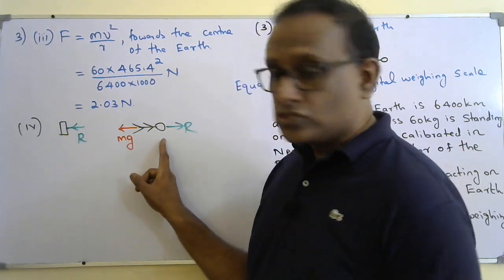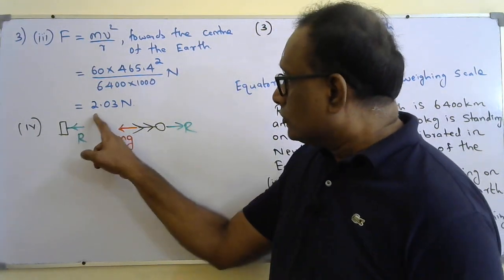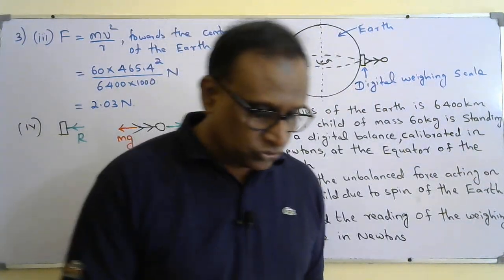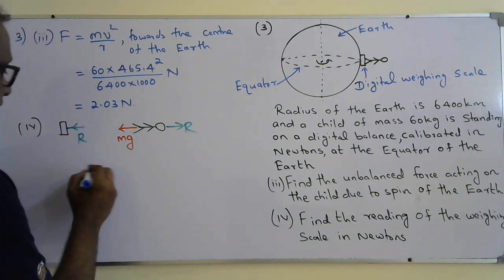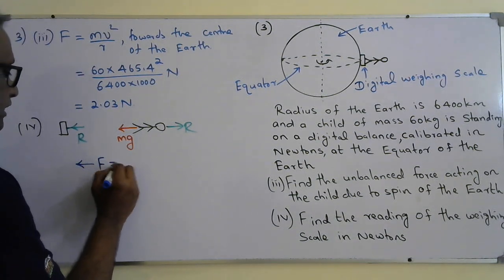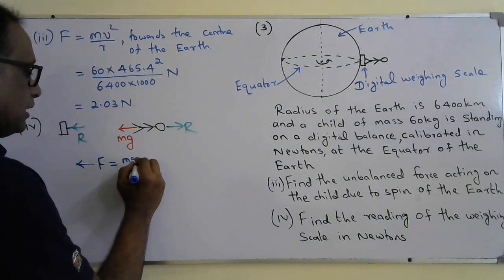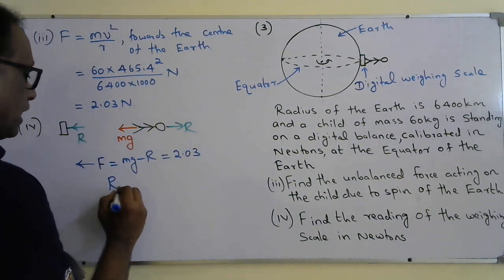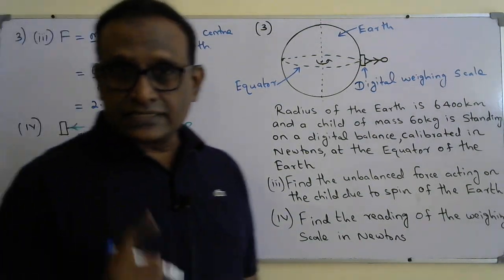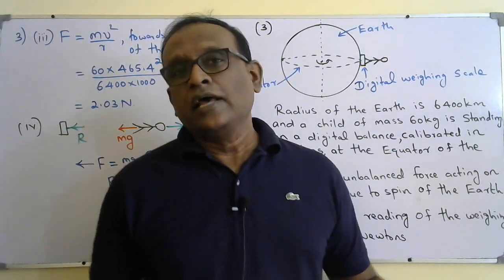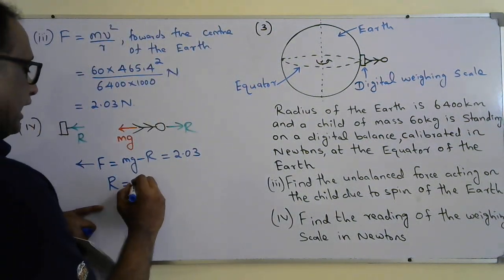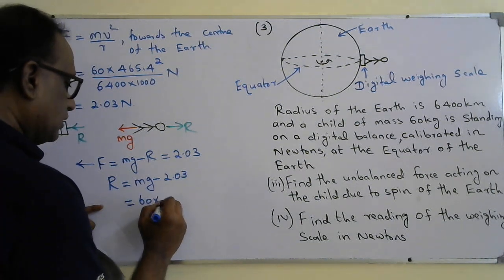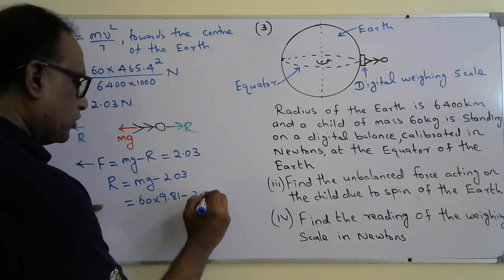The child has an unbalanced force towards the center, that is a centripetal force, which is 2.03 Newton. That is mg minus R is the unbalanced force. So towards the center, the unbalanced force for the child is mg minus R, that is 2.03 Newton. So R I need to find, because the weighing scale reads R. Is it? The weighing scale reads the push by the child. So R is equal to mg minus 2.03, so 60 into 9.81 minus 2.03.